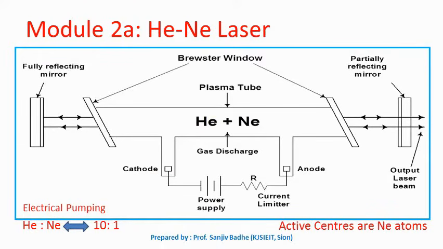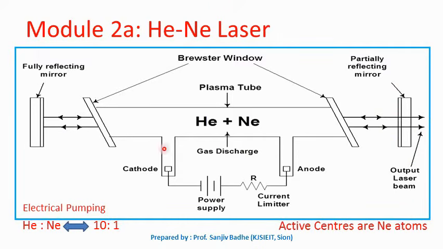So just remember here. Now let us talk more about construction here. A mixture of helium and neon is kept in a gas discharge tube. This gas discharge tube is around 50 centimeters in length and 1 centimeter in diameter. The tube is filled with a mixture of helium and neon. The proportion of helium to neon is 10:1. The resonant cavity is formed with the help of two mirrors. One mirror is fully reflecting and the other one is partially reflecting.